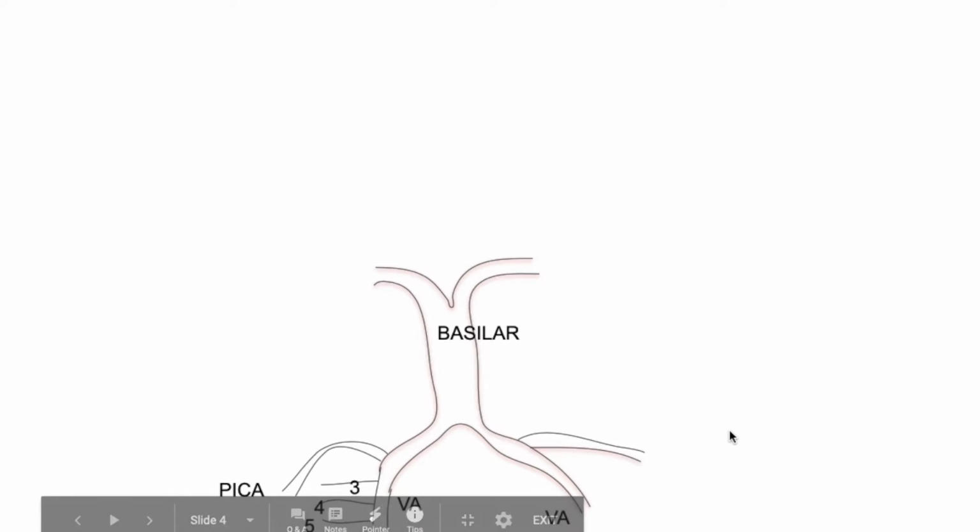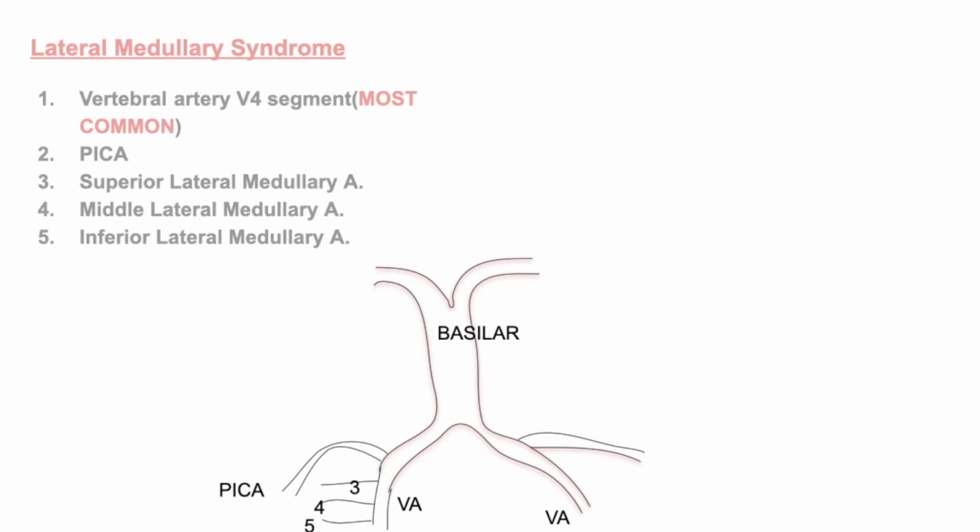Coming to the vascular syndromes, first is the lateral medullary syndrome. The vessels involved in lateral medullary syndrome are 5 in number. The most common is the vertebral artery V4 segment, followed by PICA and the 3 lateral medullary arteries. You can remember them as being located laterally.